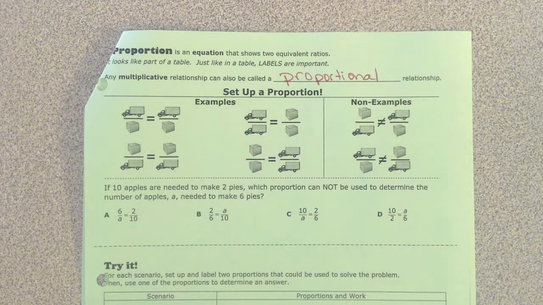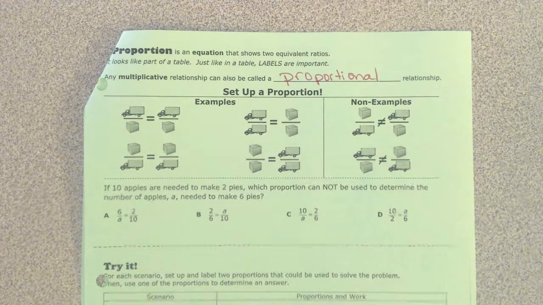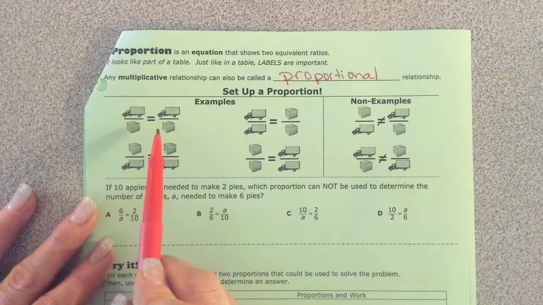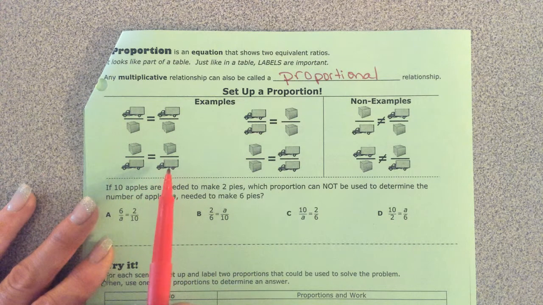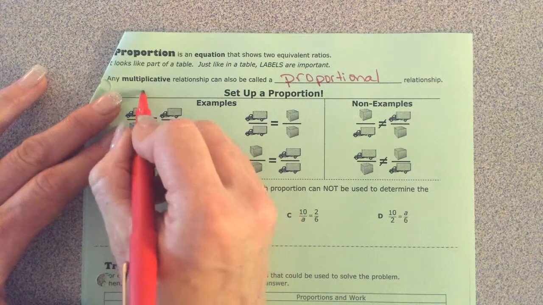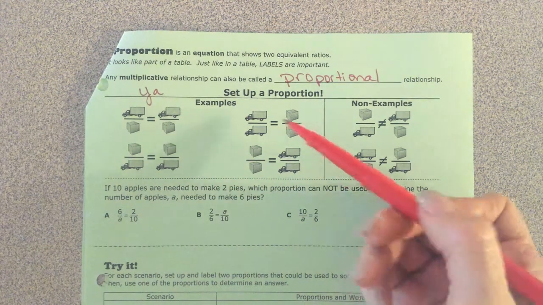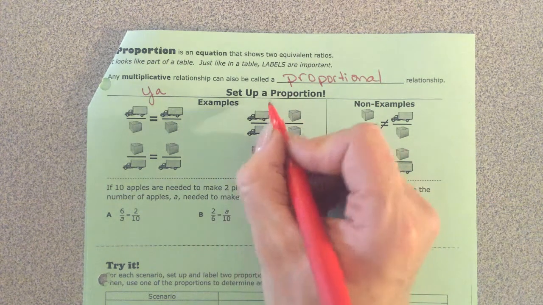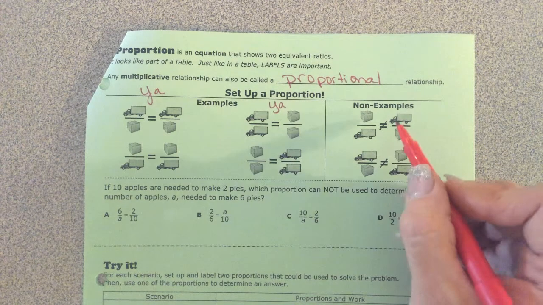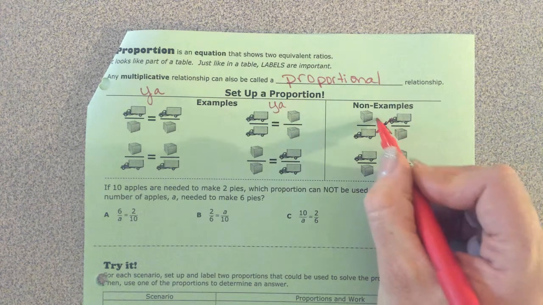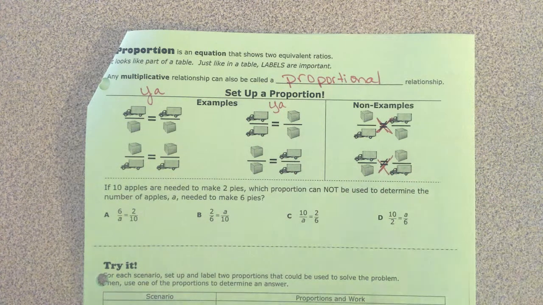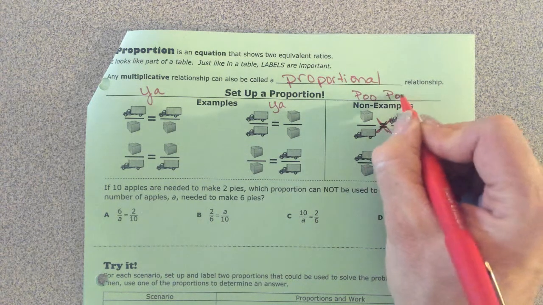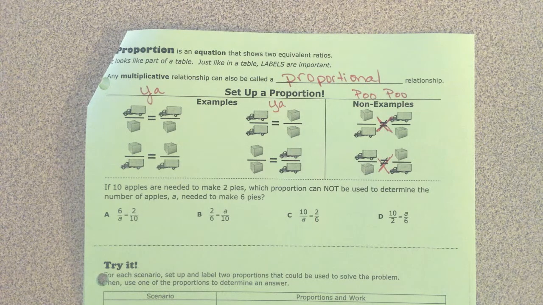Okay. Now what they mean, setting up a proportion is basically keeping everything nice and organized. Like if I have trucks to boxes, or if I put the boxes on top and the trucks on the bottom, see how they're nicely lined up? Or I could do a vertical table, trucks, trucks, box, box, or flip them around, boxes and trucks, still very organized. But if my trucks are crisscrossed and my boxes are crisscrossed, that is not organized. That's what we call a non-example.